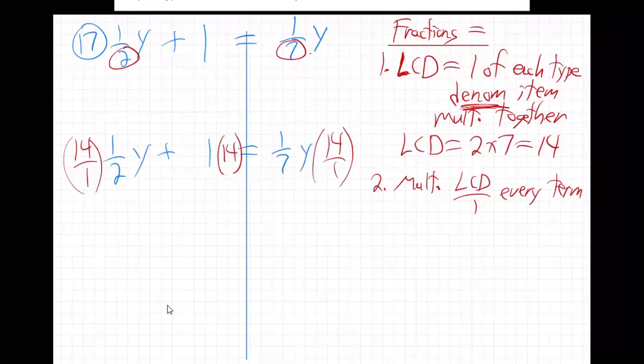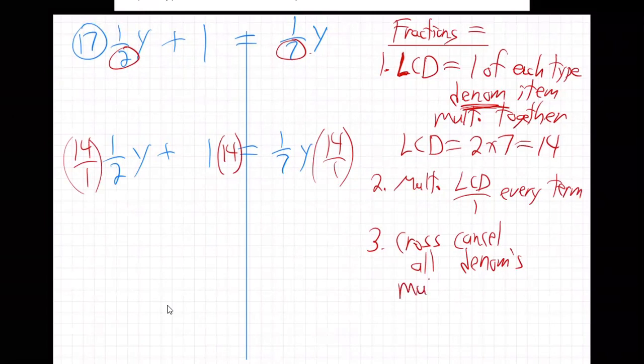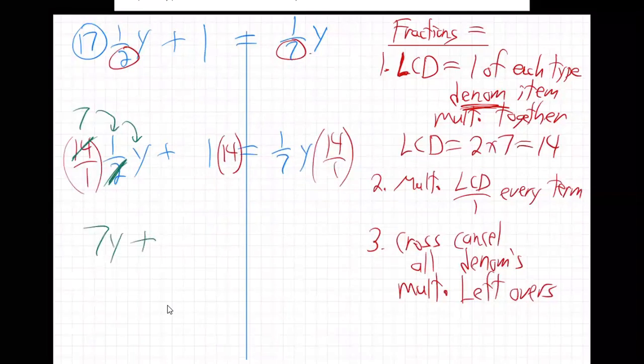And then step 3, cross cancel all denominators. Cross cancel all denominators, multiply the leftovers. So let's cross cancel all this. So 2 goes into 14 7 times. Multiply what's left over. 7 times 1 times y, 7y. 1 times these guys just multiply. 1 times 14 is 14. 7 into 14, 2. 2 times y, 2y. There we go. No more denominators.